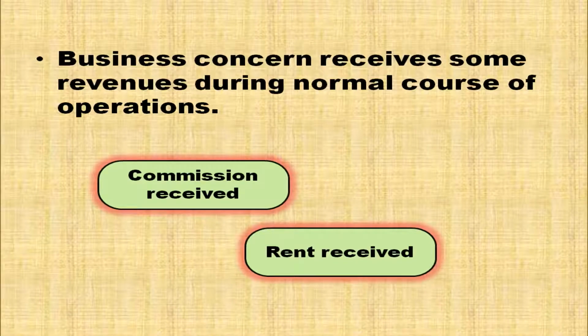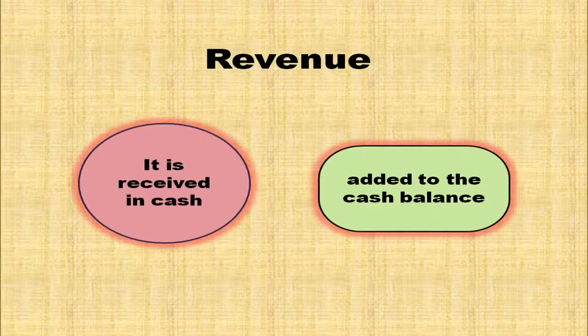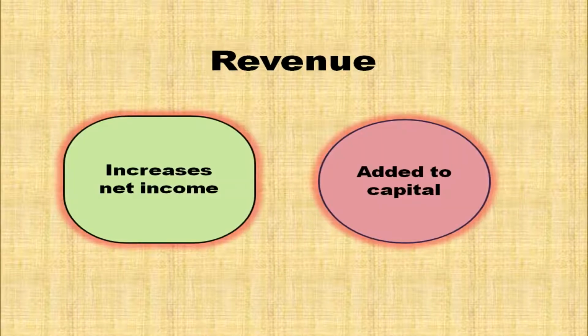Business concern receives some revenue. Just now we have mentioned expenses, so we have to consider revenue also. A business concern receives some revenue during the normal course of operations. Which can be the revenue items? Commission received, rent received, etc. can be revenue items. Revenue is received in cash, so it is added to the cash balance. Revenue increases net income. So, it is added to the capital.